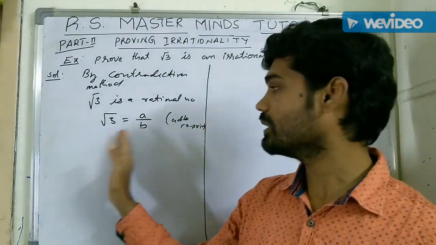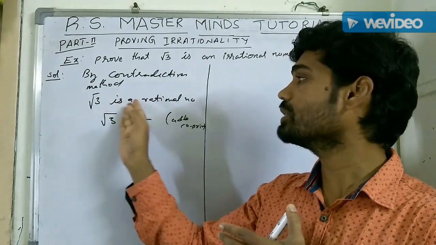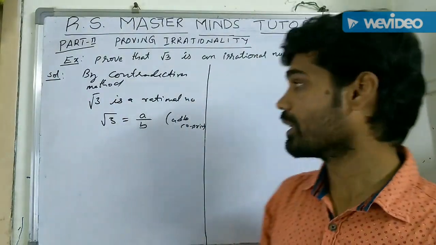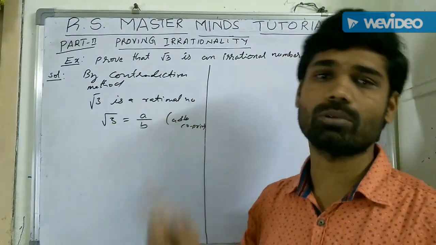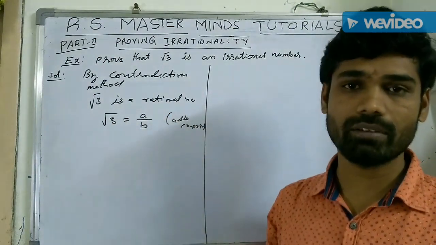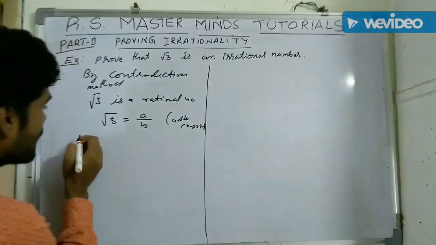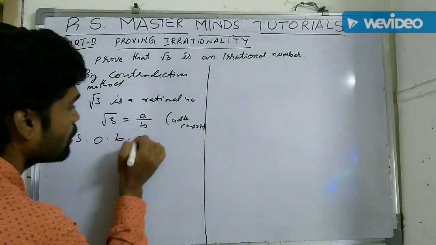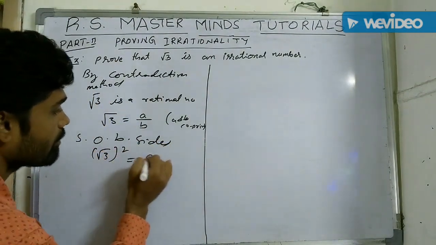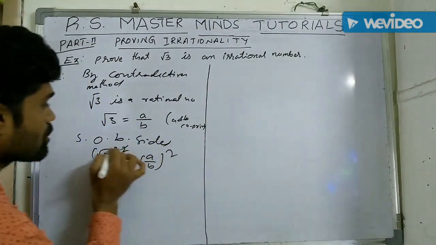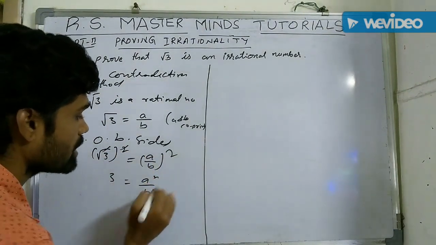Now root 3 is equal to a by b. Why have we taken a by b? Because we assumed that root 3 is a rational number. Once we assume root 3 is a rational number, how do we remove the square root? We know very well, to remove the square root we have to square on both sides. So let us square on both sides. The square root cancels. Now 3 is equal to a square by b square.